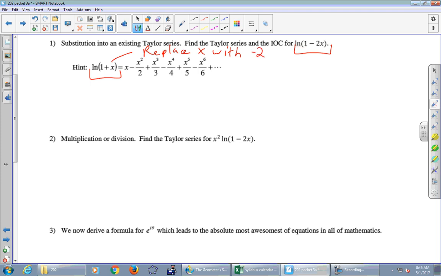Yeah, negative 2x will do it. You're going to change the x to a negative 2x. Agree? Well, if I'm changing the x on the left-hand side to negative 2x, then I should change all the x's on the right-hand side to negative 2x, and that is all that we need to do.